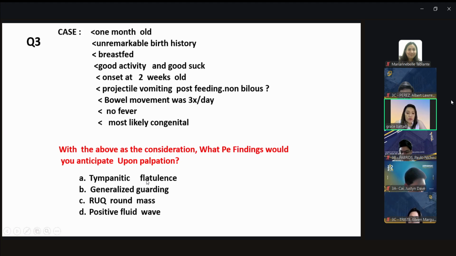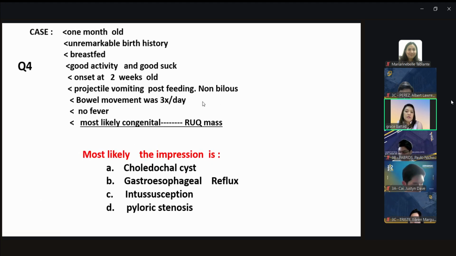Upon palpation, would you look for tympanism, generalized distention, a positive fluid wave, you might be suspecting ascites? Is there an inflammation? Then maybe you might be looking for a congenital problem that would present with a right upper quadrant mass. Based on our readings, the most common might be a choledochal cyst, intussusception, pyloric stenosis. If this were a choledochal cyst, you would be looking for jaundice.